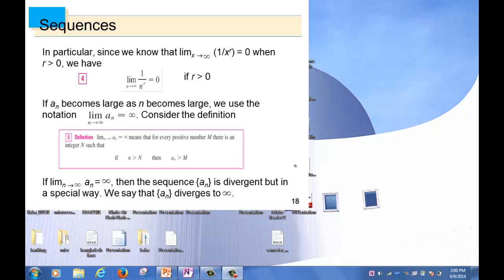Because the denominator is getting, what's the limit of the denominator? If I look at 1 over x to the r, what's the limit of the denominator? Infinity, right? So the denominator is getting bigger and bigger without bound. So the ratio 1 over x to the r will approach 0, right? You guys are okay with that? You saw that in calculus, right?